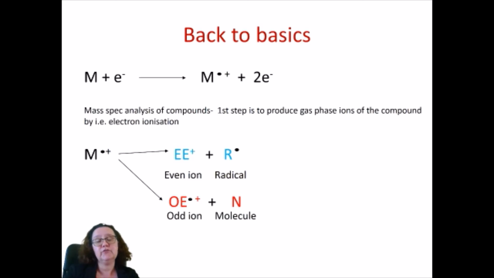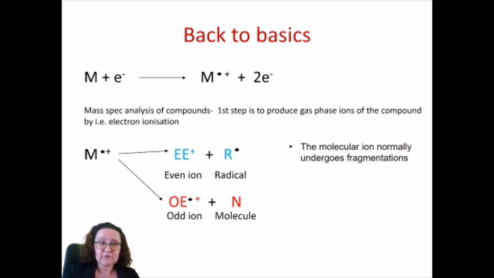A little bit of going back to basics to remind us what all this is about. The first step of recording any mass spectrum is to ionize the sample in gas form. So you produce ions of your compound in gas phase by electron ionization. Once you have that ionized molecule, what we call the molecular ion, then there's also fragmentation.